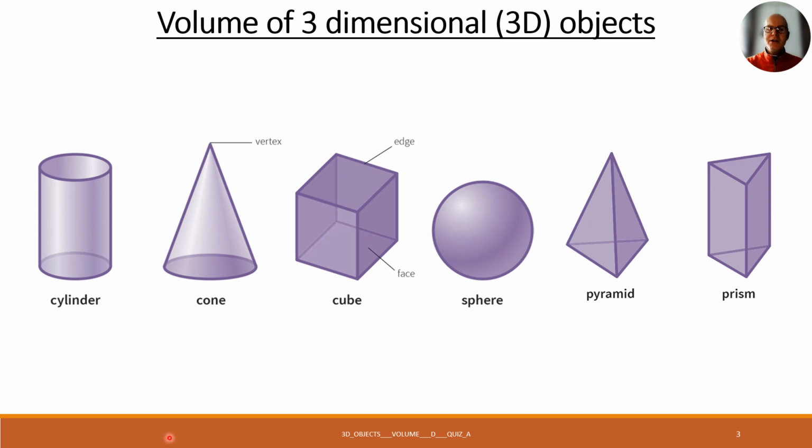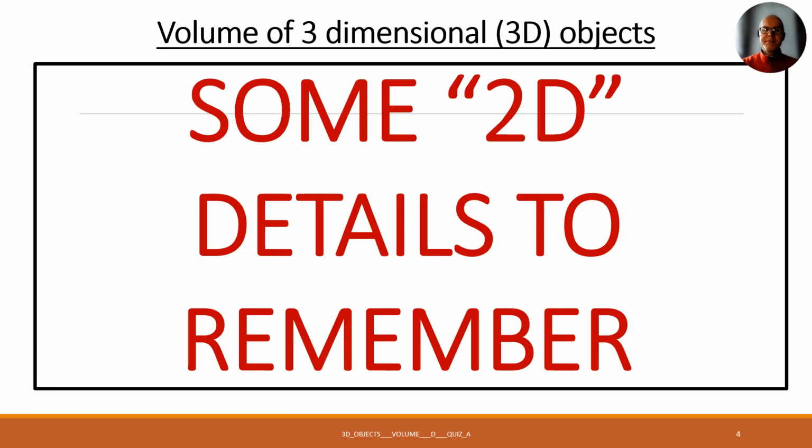Here's a reminder again of some 3D objects: a cylinder, a cone, a cube, a sphere, pyramid and a prism. Before we go on to the worked examples, there's some two-dimensional properties that are important to remember.